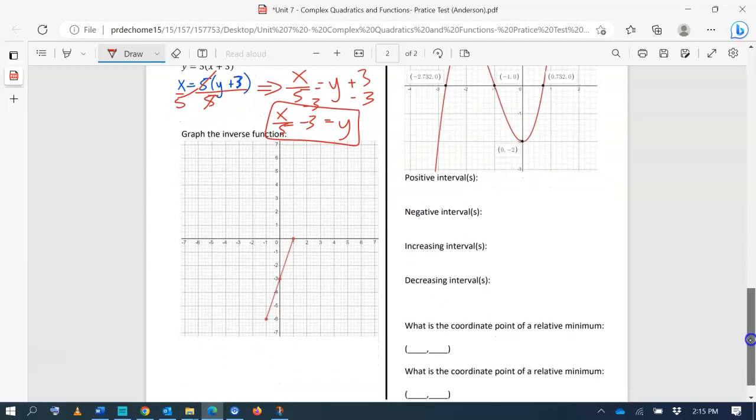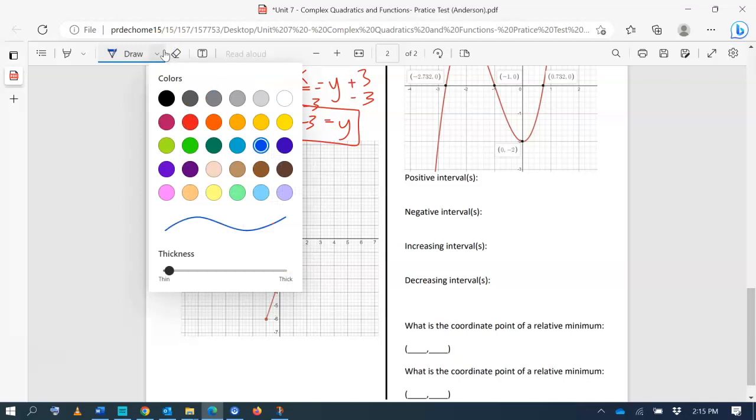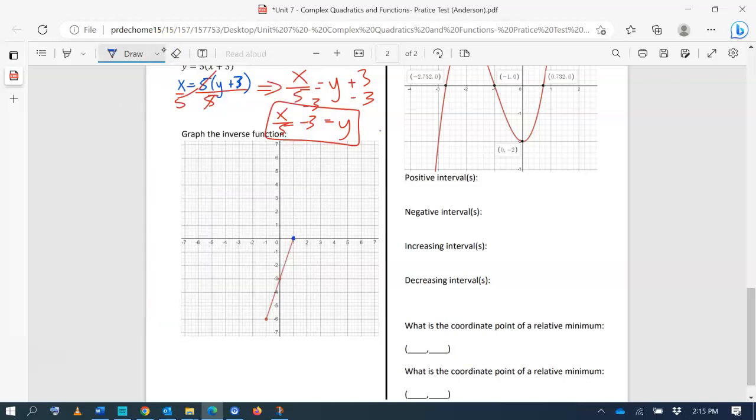Now we need to graph the inverse function. So all we need to do is find the coordinates of 2 points. To change this to blue. 1 point here, which that point's coordinate is 1, 0. And this point down here, which is -1, -6.